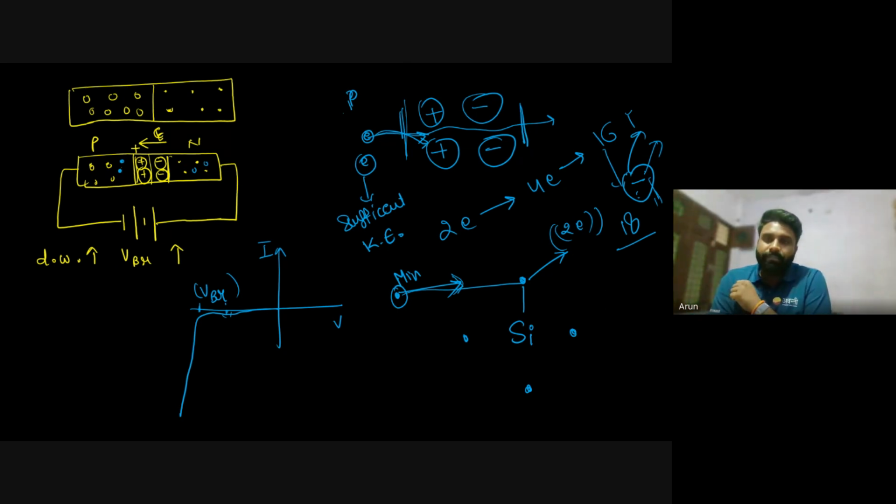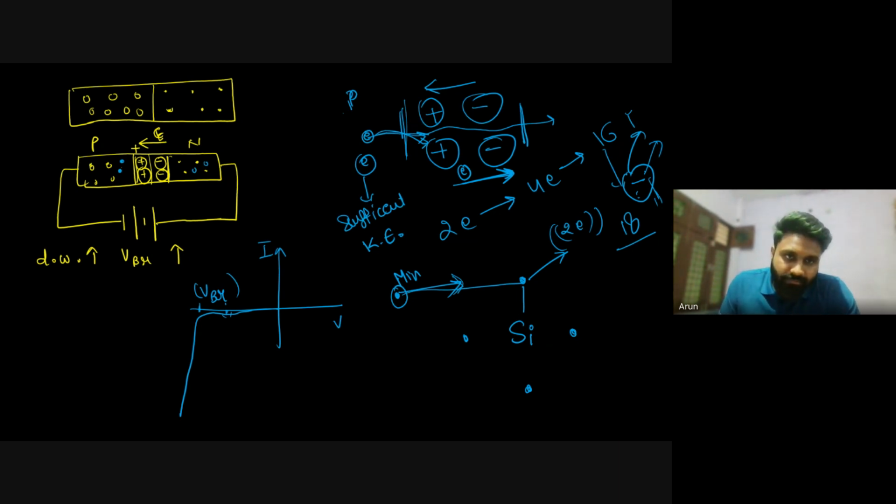And who is making them flow? These electrons are being released from these immobile ions, and these immobile ions have developed the electric field. Okay, got it? So this is the direction of the electric field. This electron will accelerate in the opposite direction to this electric field. So the value of current will increase abruptly then.